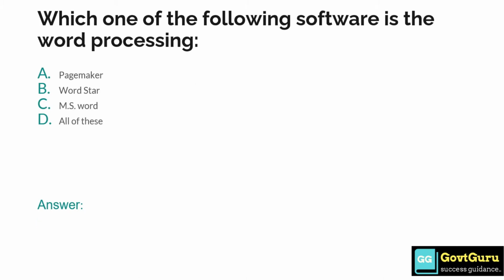The next question, which one of the following software is the word processing software? Option A PageMaker, option B WordStar, option C MS Word, Microsoft Word, option D, that is all of these. So the answer is all of these. So all the softwares are word processing softwares.